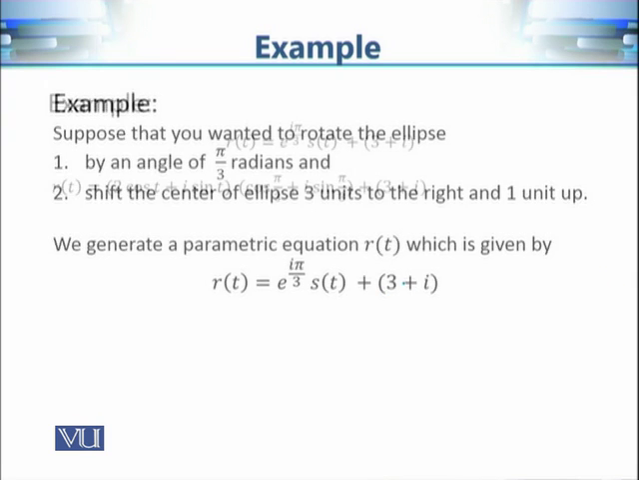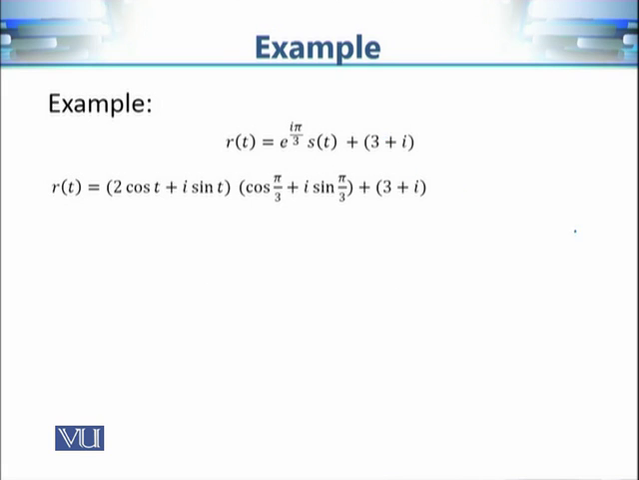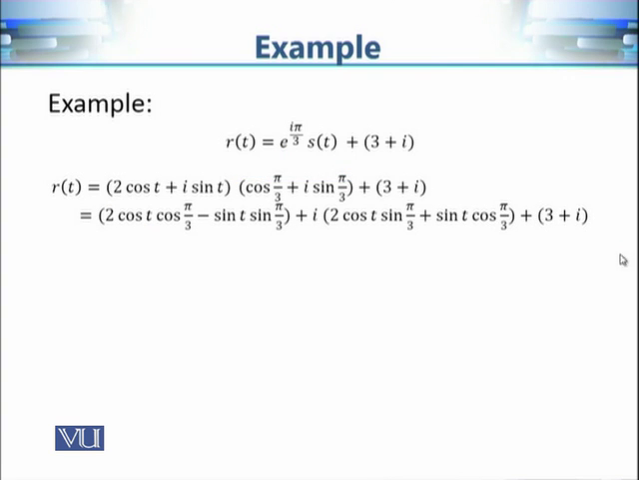Now we can further simplify this linear transformation by using the Euler formula. E raised to the power iota pi by 3 is basically cosine pi by 3 plus iota sine pi by 3. And we can also write down the value of s of t, which is 2 cosine t plus iota sine t. Now we can multiply these two expressions and we will get the following. We can further simplify this expression in the following form. Now this is r of t.